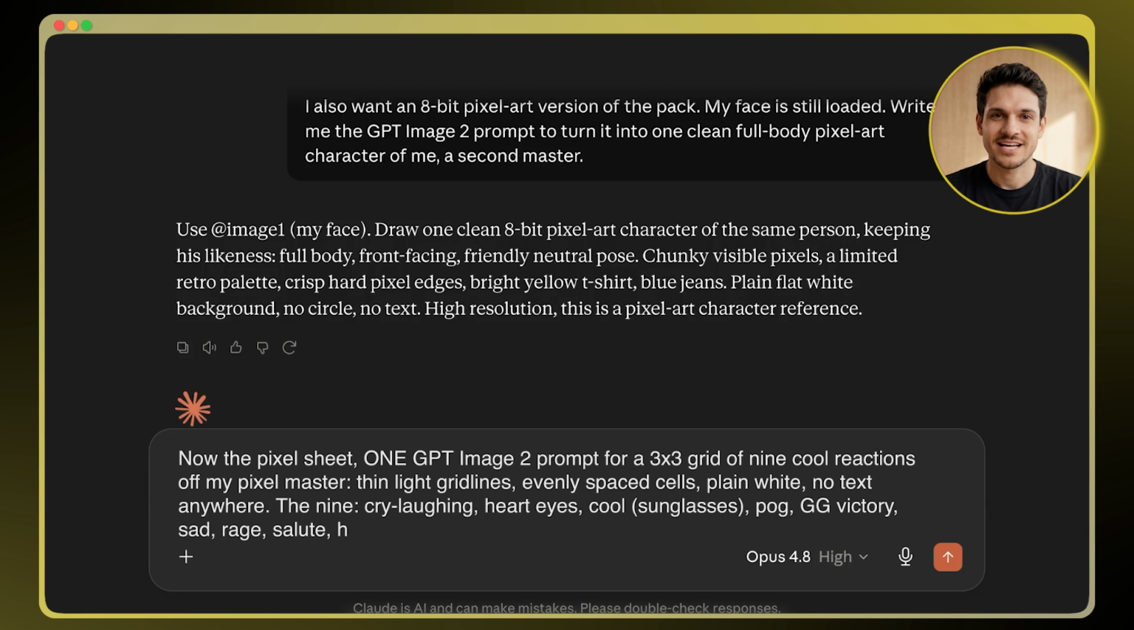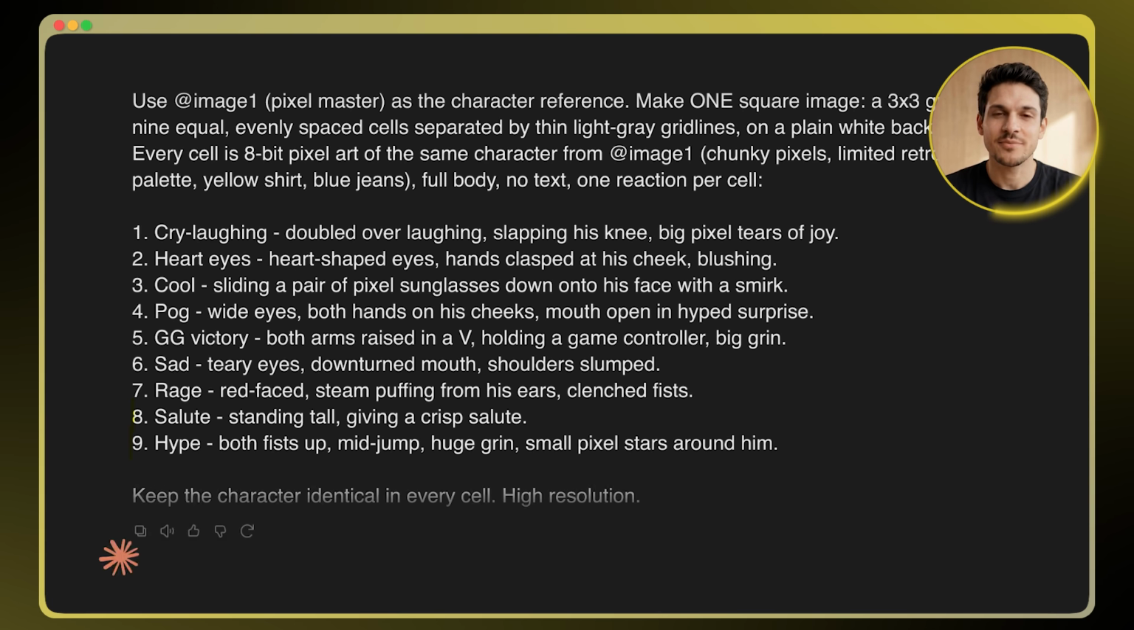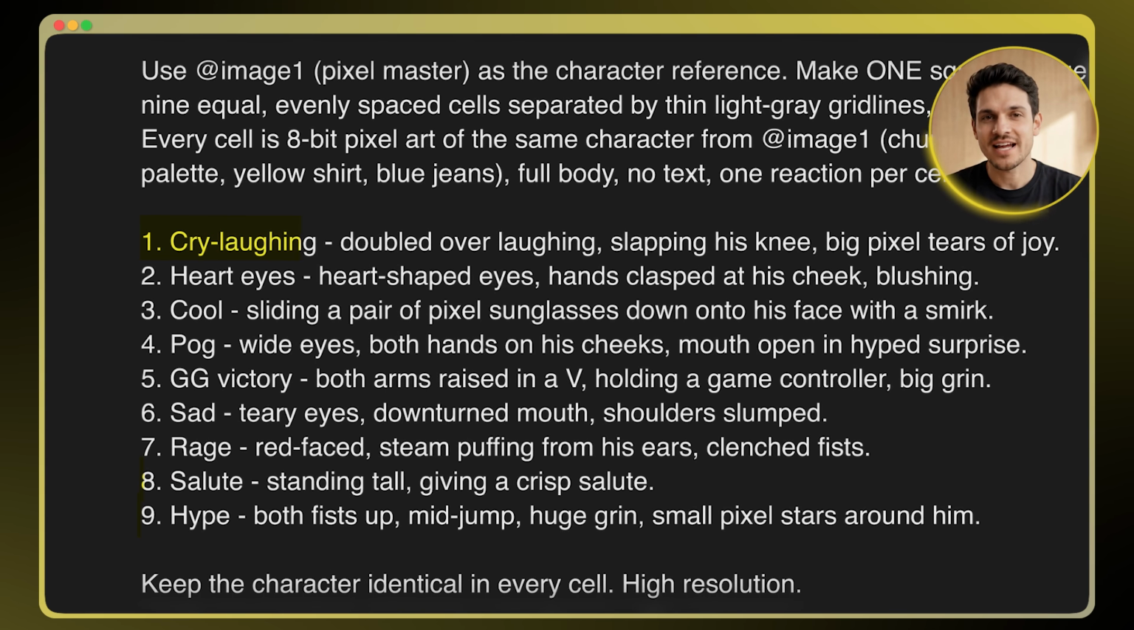And this pack skips text altogether, because pixel art with tiny text in it just reads badly. So instead of words, each reaction leans on a bold pose or a clear prop, like a pair of sunglasses, a game controller, or a little pixel heart. Here's the one it writes for the pixel sheet. The 9 this time are cry laughing, hard eyes, a cool sunglasses one, a pog face, a GG victory, sad, rage, a salute, and hype.